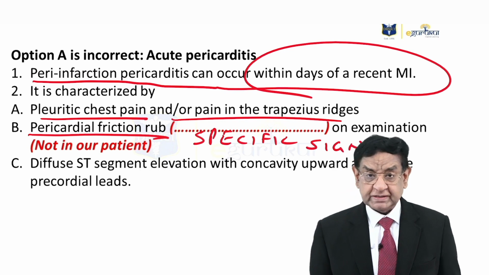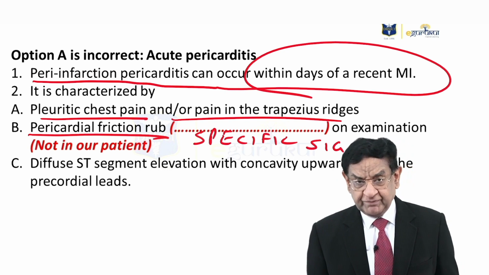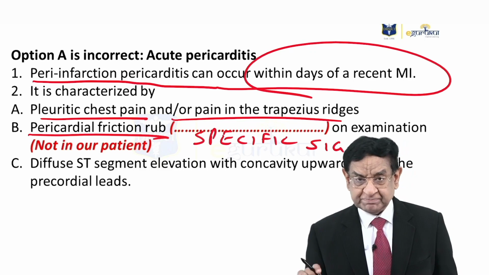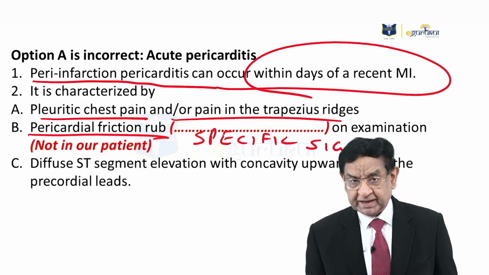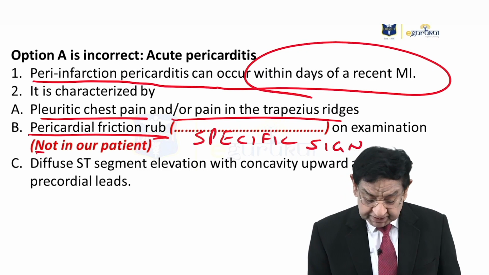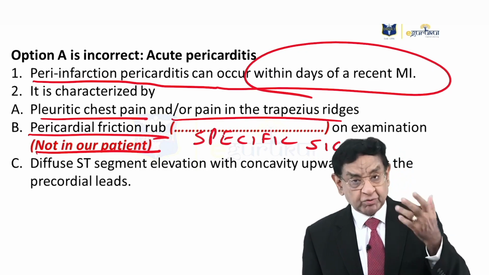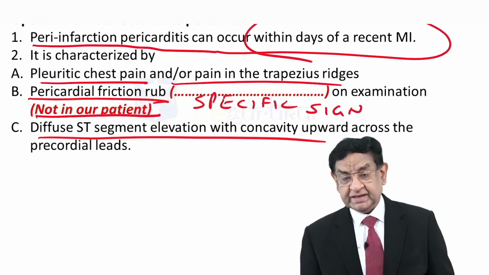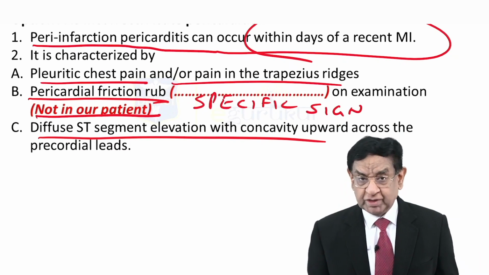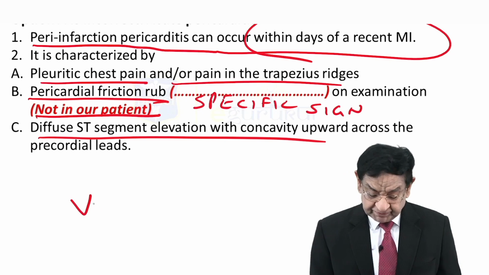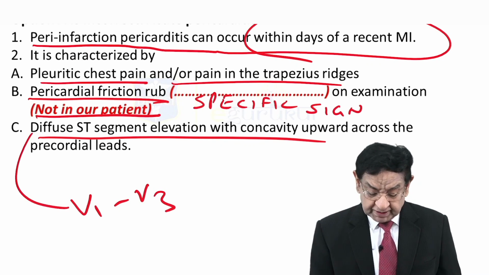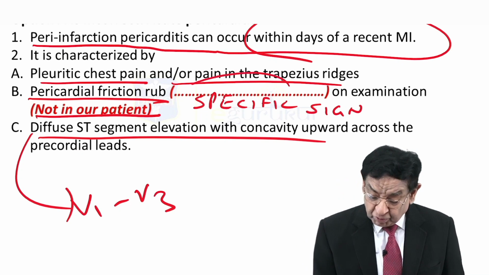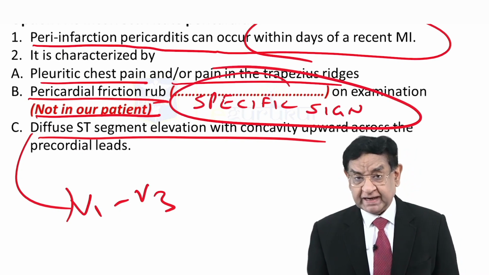And there is no such rub, is there? So we can very comfortably rule it out. But if the pericardial friction rub is there, that's specific and highly suggestive of pericarditis. But this is not in our patient, so we can rule it out comfortably. Moreover, the diffuse ST segment elevation occurs in the entire precordial leads, not only V1 to V3, like in our case, where it is V1 to V3. So this again is not supporting, but definitely this is much more specific to diagnose pericarditis.